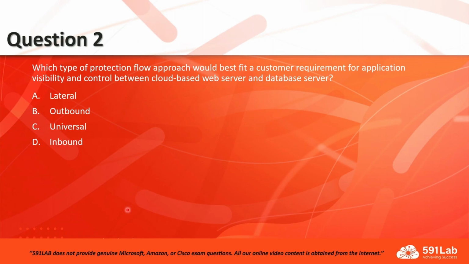Question number two is as follows. Which type of protection flow approach would best fit a customer requirement for application visibility and control between a cloud-based web server and database server? The options are A. Lateral, B. Outbound, C. Universal, or D. Inbound. Let's check the deployment options of VM-Series firewall in AWS on the next slide.